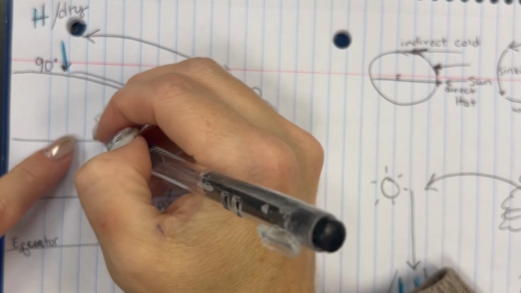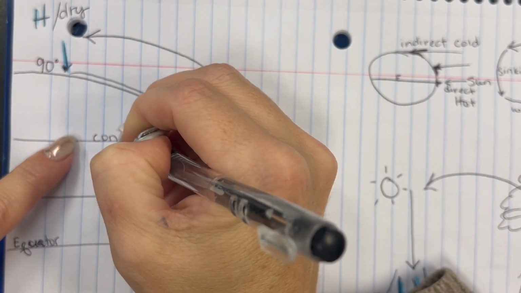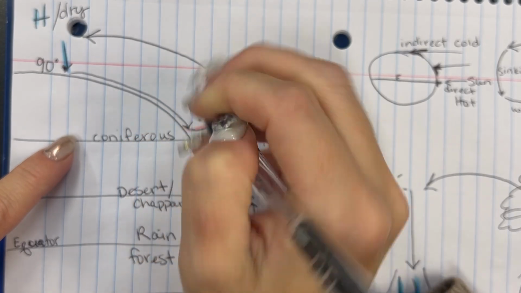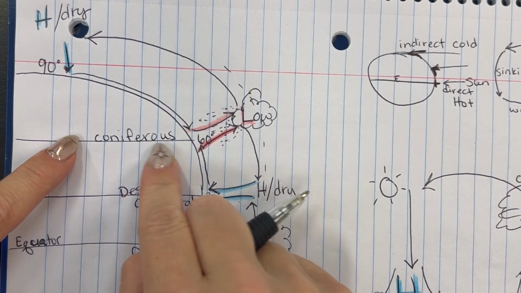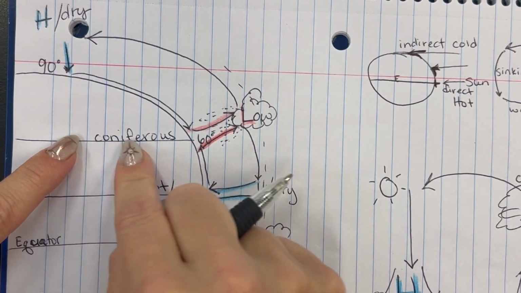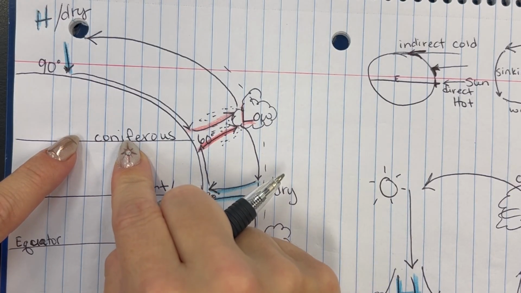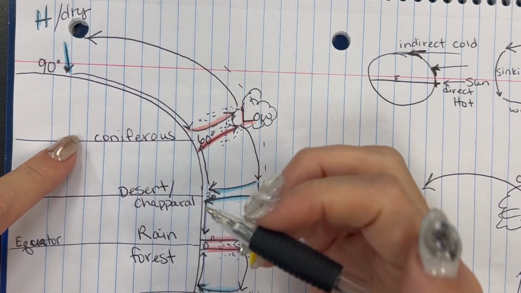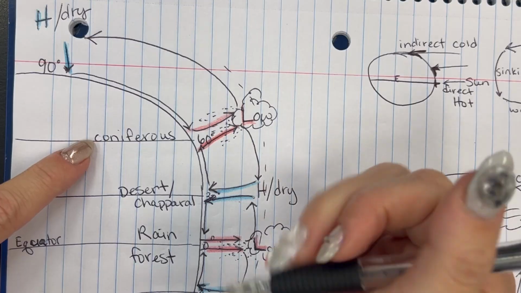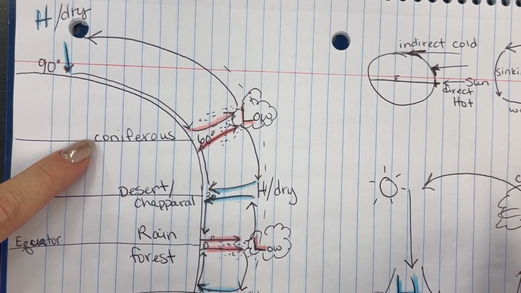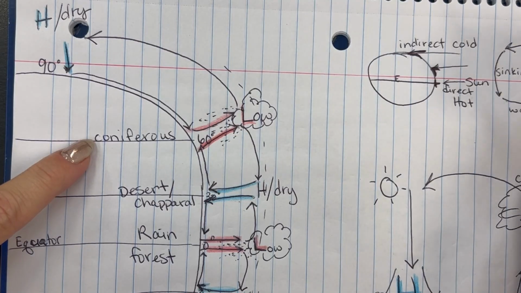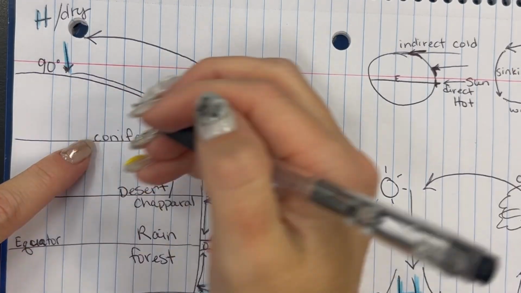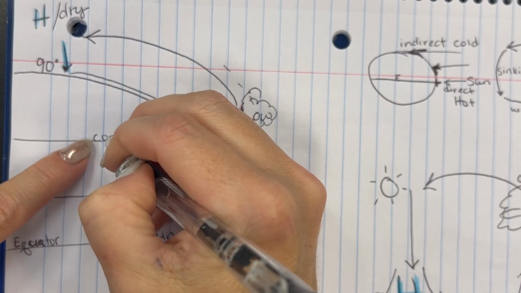So this is called your conifers, C-O-N-I-F-E-R-O-U-S, conifers, cones. Pine trees have pine cones, coniferous. Deciduous are the other trees that don't produce cones. They have flowers, like magnolias, dogwoods, oak trees, although I think oaks have acorns. Okay, so these are conifers forest.